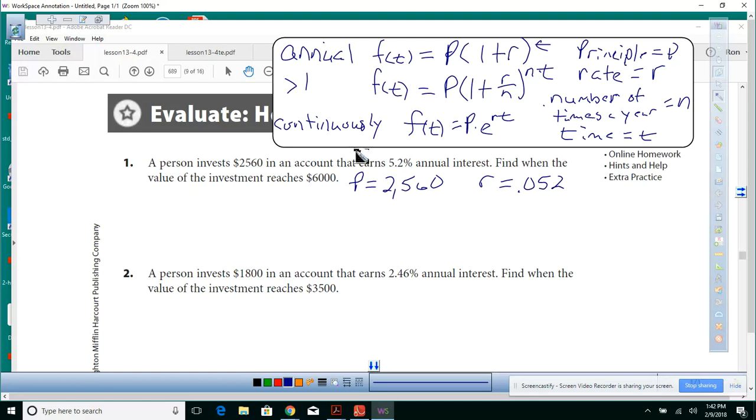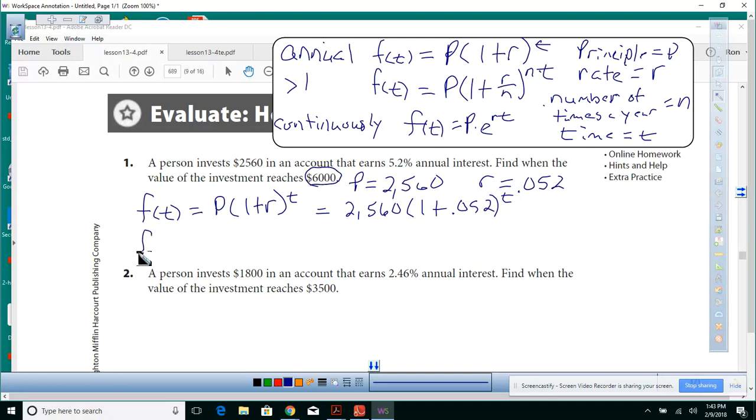So this is 1 time a year. We're going to use F of T equals P times 1 plus R to the T power. And that's going to be 2,560 times 1 plus the rate 0.052 to the T power. Now we're wanting to know when it's going to reach $6,000. So when does F of T equal $6,000?